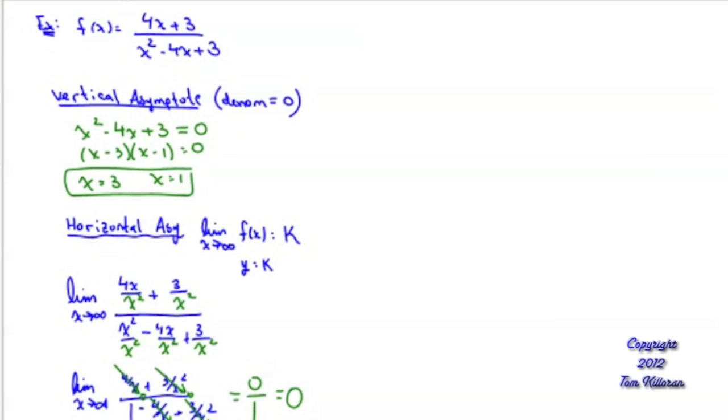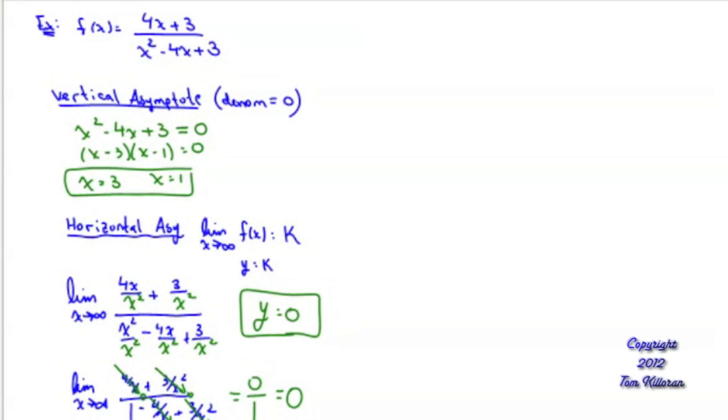That's really important because if you got 0 over 0, something's wrong. Or if you got 1 over 0, something else is happening there. But here, this is perfectly fine. 0 divided by 1 is really 0. So we have a horizontal asymptote, which is y equals 0. The graph is going to approach the x-axis. It might touch it, it might not.